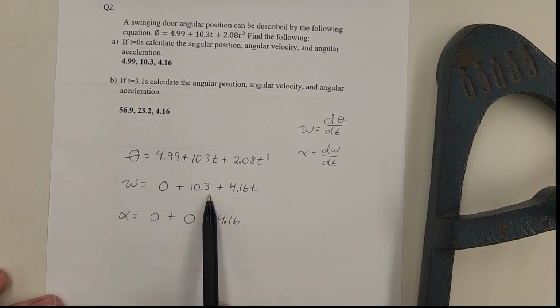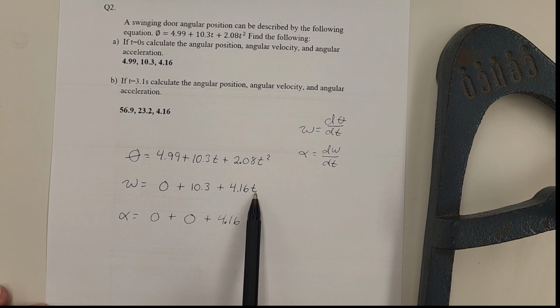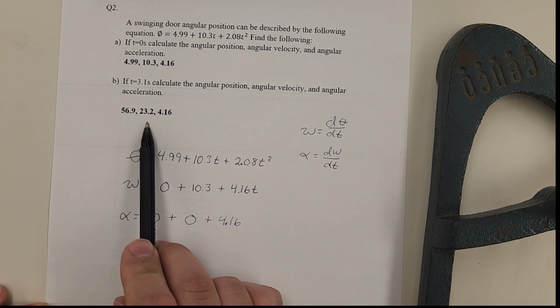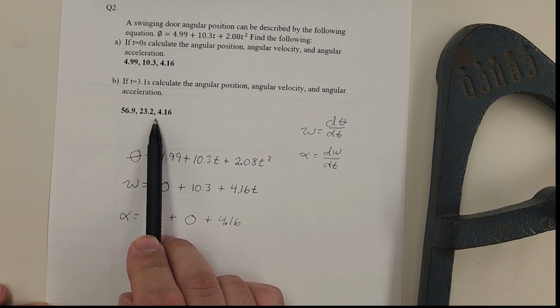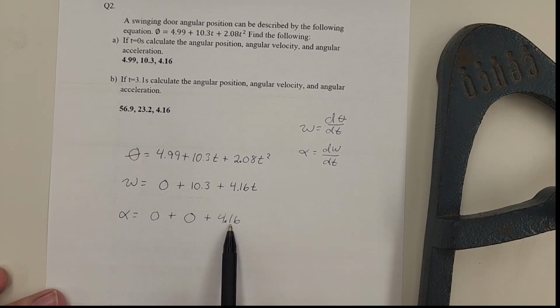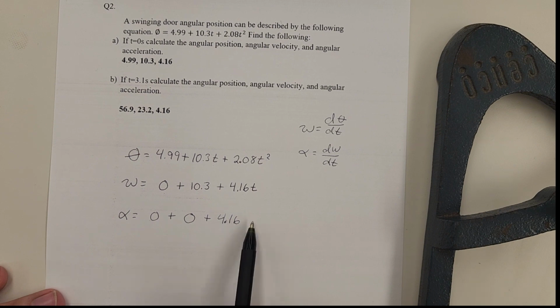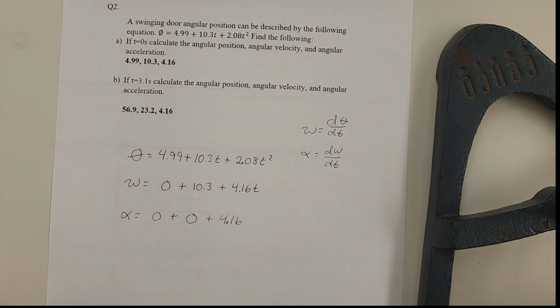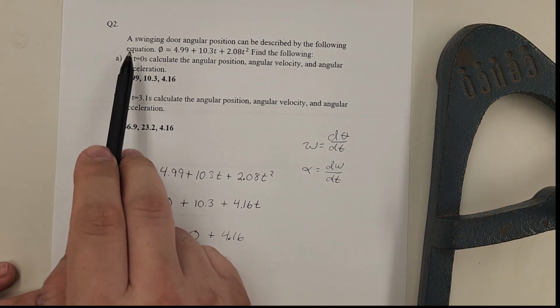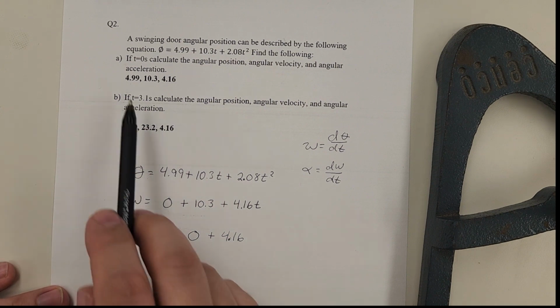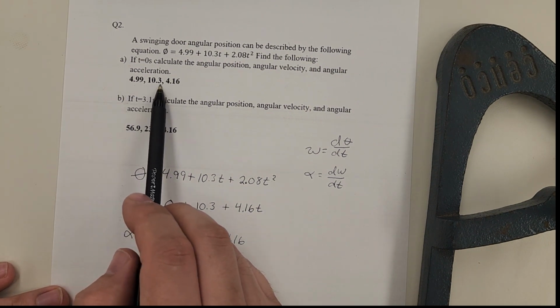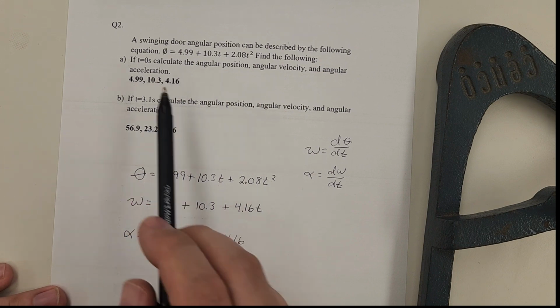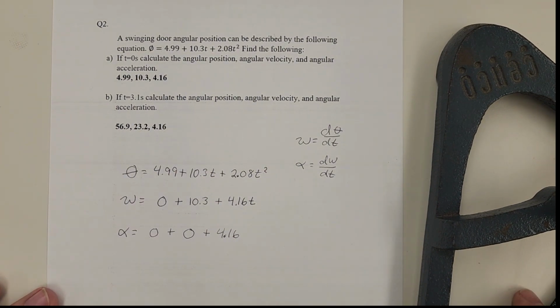We do the same thing then for w. We'd have 10.3 plus 4.16 times 3.1. We put in 3.1 for t, and we get 23.196. We'll round that up, 23.2. And for the last one, there's no t value. So again, you can plug in t for whatever you want. There's no t to plug in, so our acceleration remains the same at 4.16. Now when you do this out and you get these answers, include the units, so that we'd have 56.9 radians, 23.2 radians per second, and 4.16 radians per second squared, so that you get used to putting the units on the back of these.